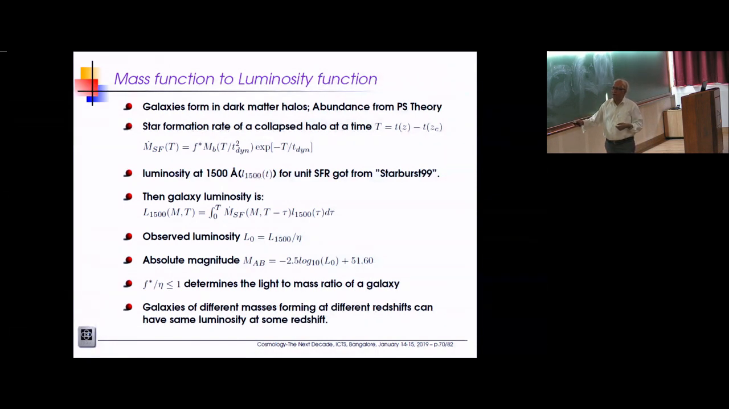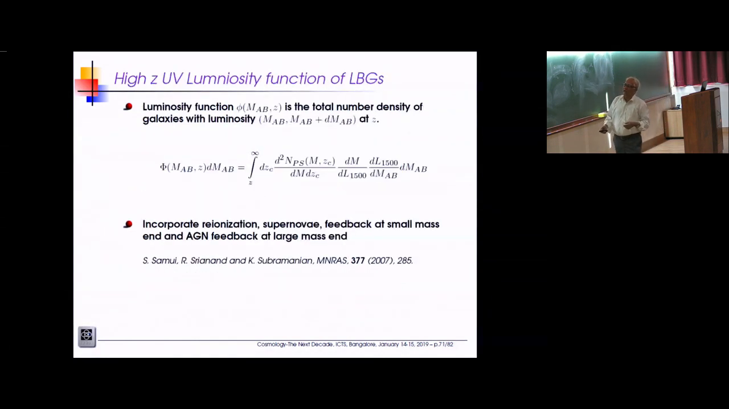Then you convert luminosity into absolute magnitude, and people quote it in the AB magnitude. And this parameter determines the light to mass ratio. And galaxies of different masses forming at different redshifts can all have the same luminosity at some redshift, because they may have aged by different amounts. So you can put all this together.